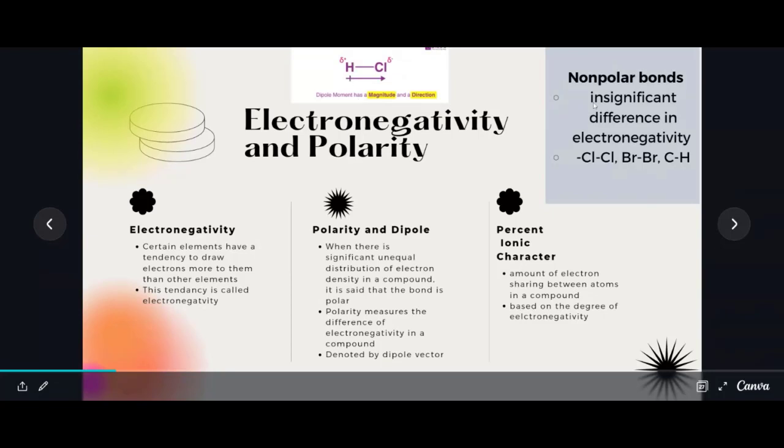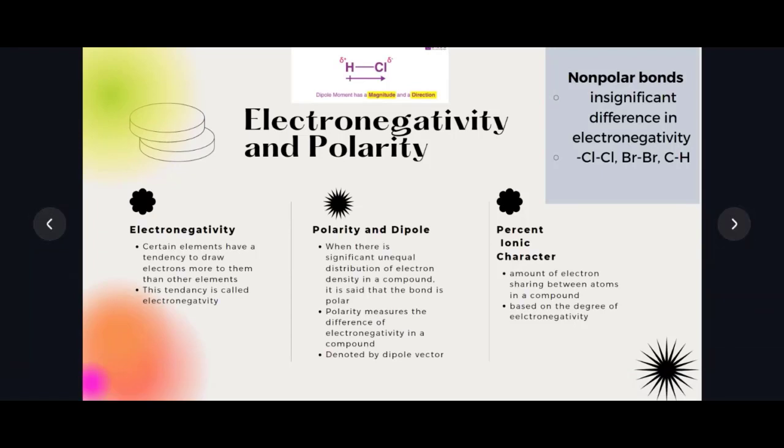On the other hand, there are nonpolar bonds, which have an insignificant difference in electronegativity. This is usually a bond in the diatomic molecules such as Cl2, Br2, H2, and the C-H bond. Even though you may think there's a difference of electronegativity, when you're measuring it, the numerical value itself is super insignificant, so we can just call them nonpolar.